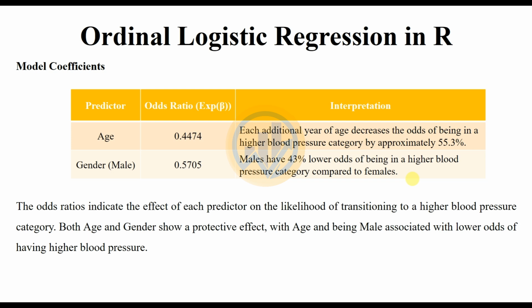The odds ratio indicates the effect of each predictor on the likelihood of transitioning to a higher blood pressure category. Both age and gender show a protective effect, with age and being male associated with lower odds of having higher blood pressure.